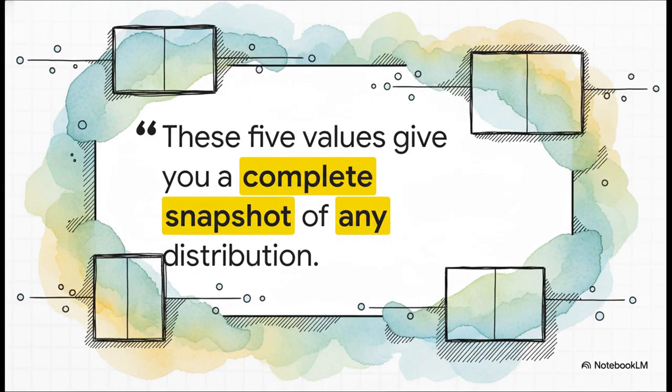And that's really what makes this so powerful. In just 5 numbers, you get the entire range from the absolute lowest to the highest value, you get the center point with the median, and you get the spread of the middle half of your data between Q1 and Q3. It's a complete snapshot, all in just 5 values.